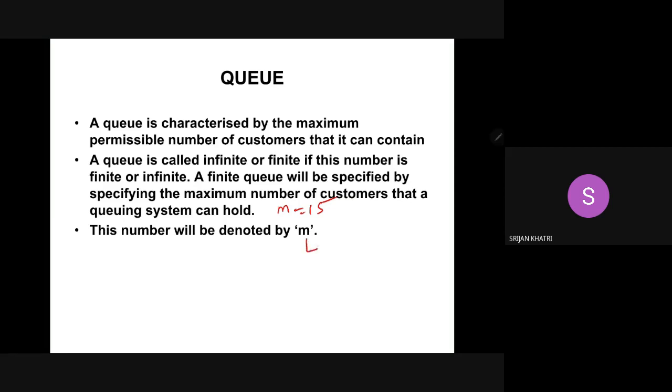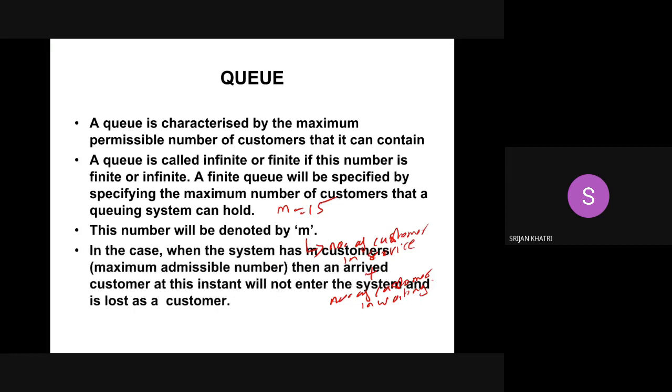This small m denotes the number of customers in service with the service facility plus the number of customers in waiting. So when we say system capacity, we are talking about the number of customers in service plus the number of customers in waiting. This m can be finite or infinite, depending on the situation.